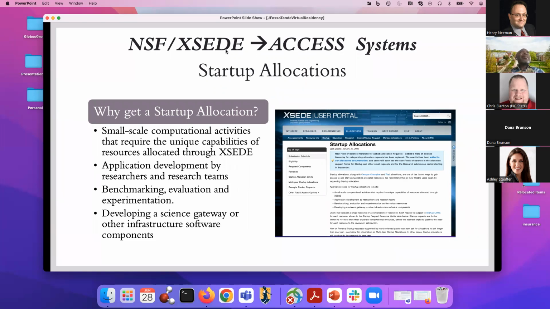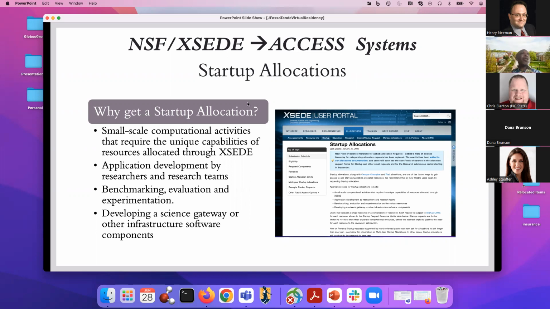I think next we're going to focus on startup allocations, which is really the very important place to start, especially when you're trying to explore some of these resources. And there's a reason for startup allocations. XSEDE resources have startup allocations, and there are a number of them. If you're a campus champion, you have a campus champions allocation that you have access to. I am a campus champion, so I have access to the champions allocation, and I use that to the benefit of my users.